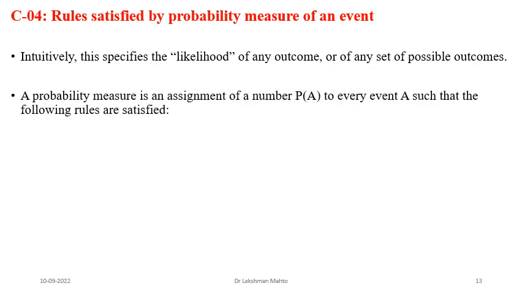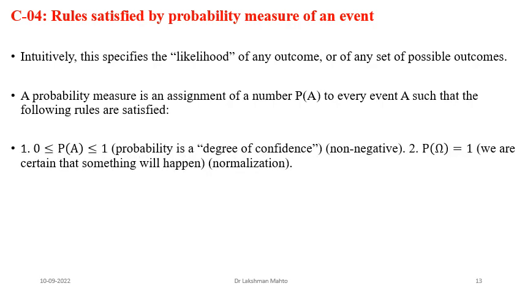A probability measure is an assignment number P of A to every event A, such that it satisfies the following rules. First, the assignment number takes a value between 0 and 1. This assignment number has another name: we call it degree of confidence.